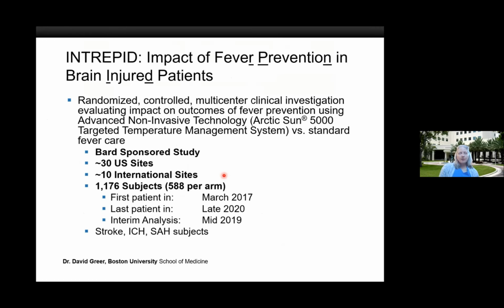This is one clinical trial I'll share with you. Dr. David Greer in Boston, the INTREPID trial, is looking at the impact of fever prevention in brain injured patients. They're targeting stroke, intracerebral hemorrhage, as well as subarachnoid hemorrhage. This is assessing whether temperature management using a systemic cooling device versus standard fever care is better. This study is still ongoing and still recruiting patients. I think the study goes until 2022.